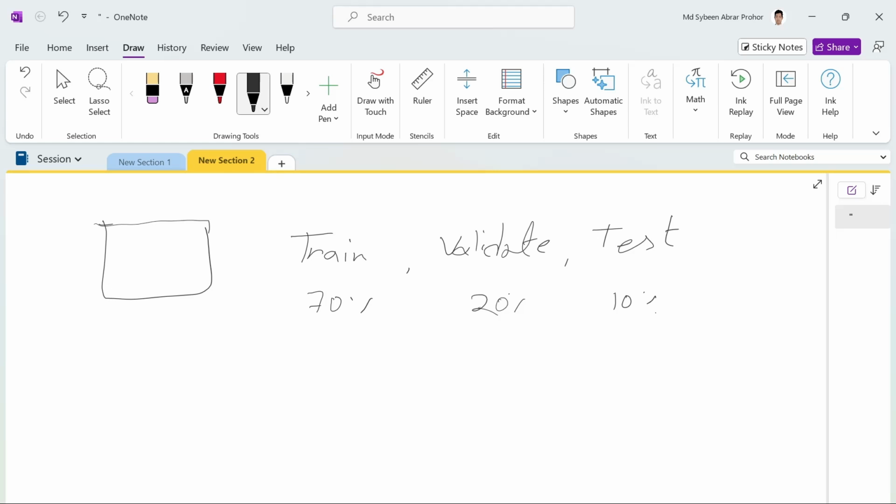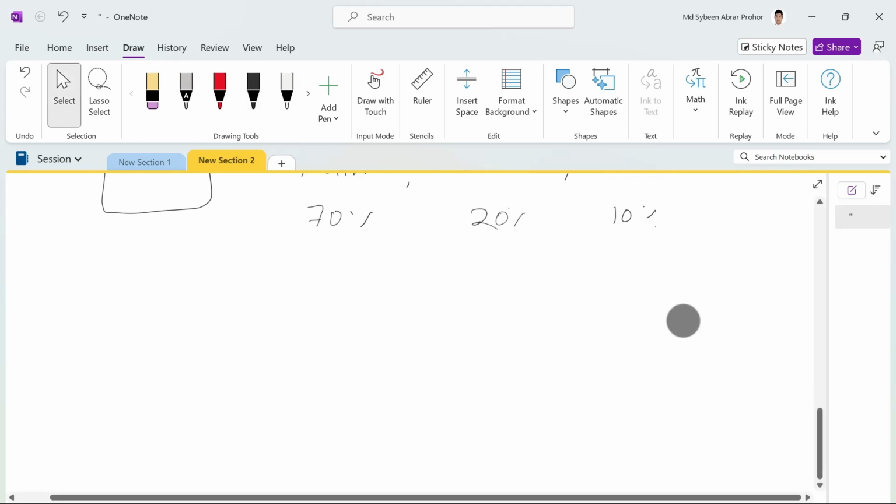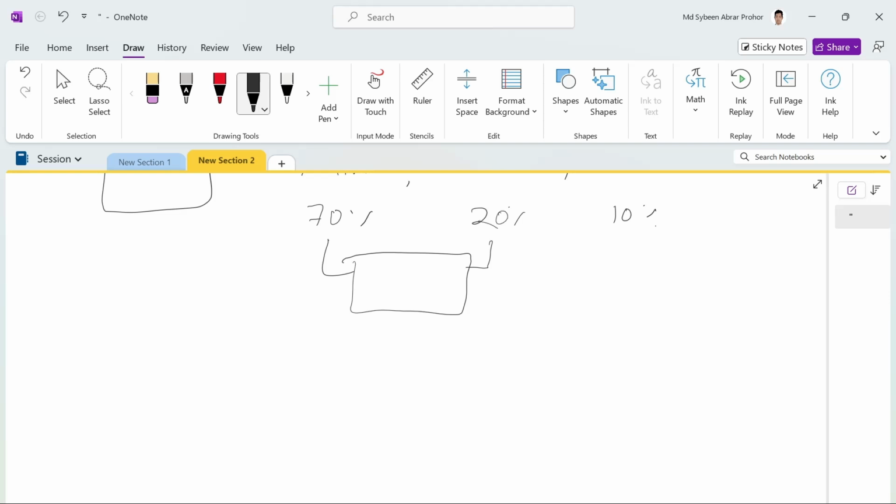So we divide the data into these three data sets to train our model. At first we use train and validate to train our model. Our first step is to use the train data set to fit our model. It gives us train accuracy. After that, we compare this accuracy by feeding our validation data set to our model, and it gives us validation accuracy.